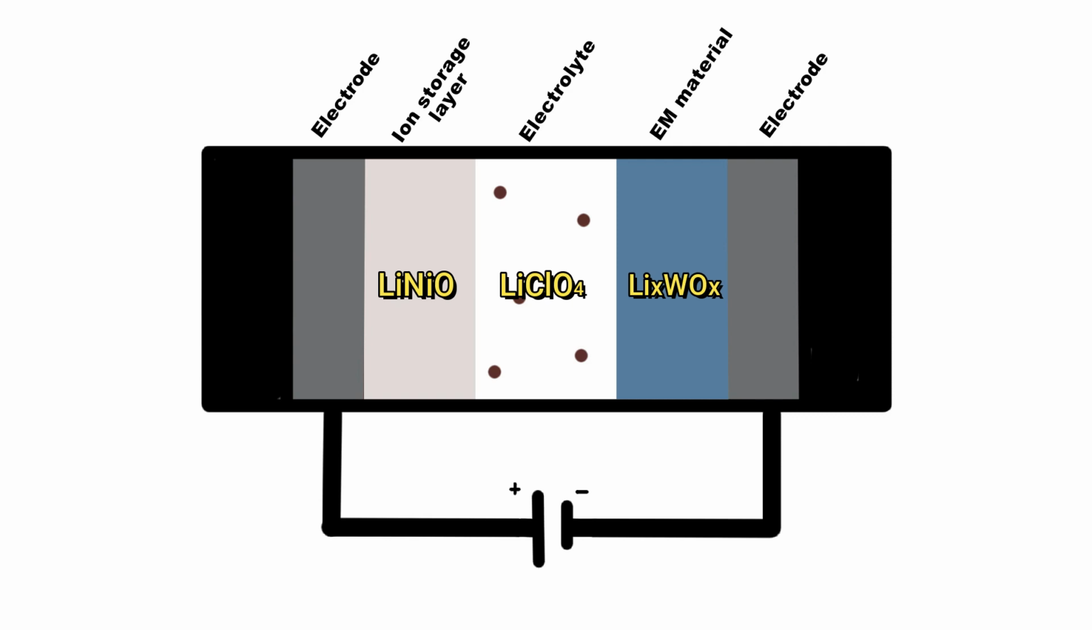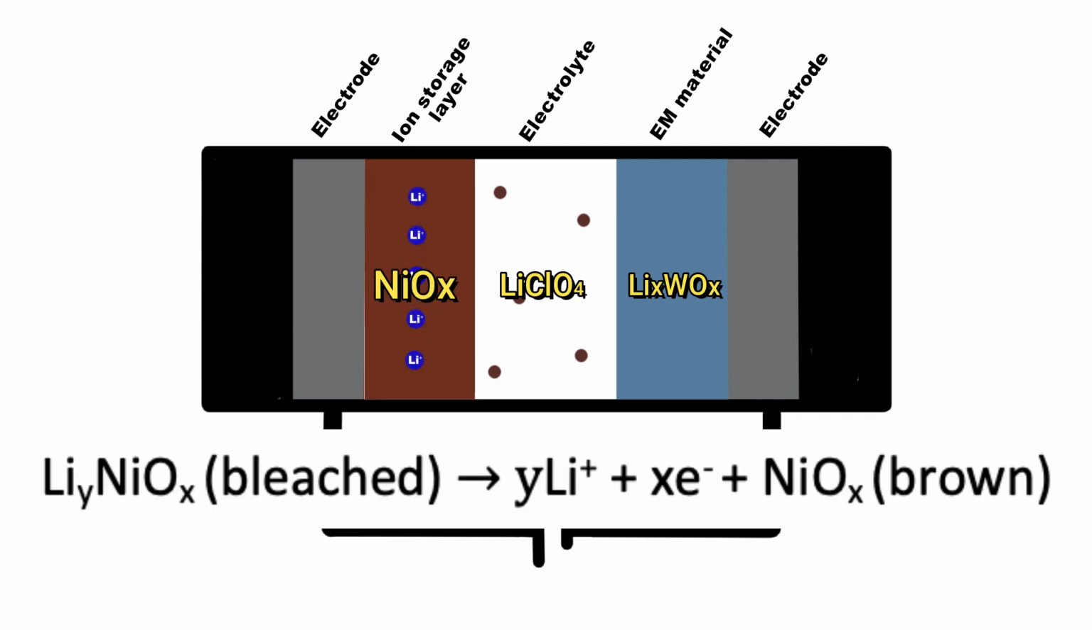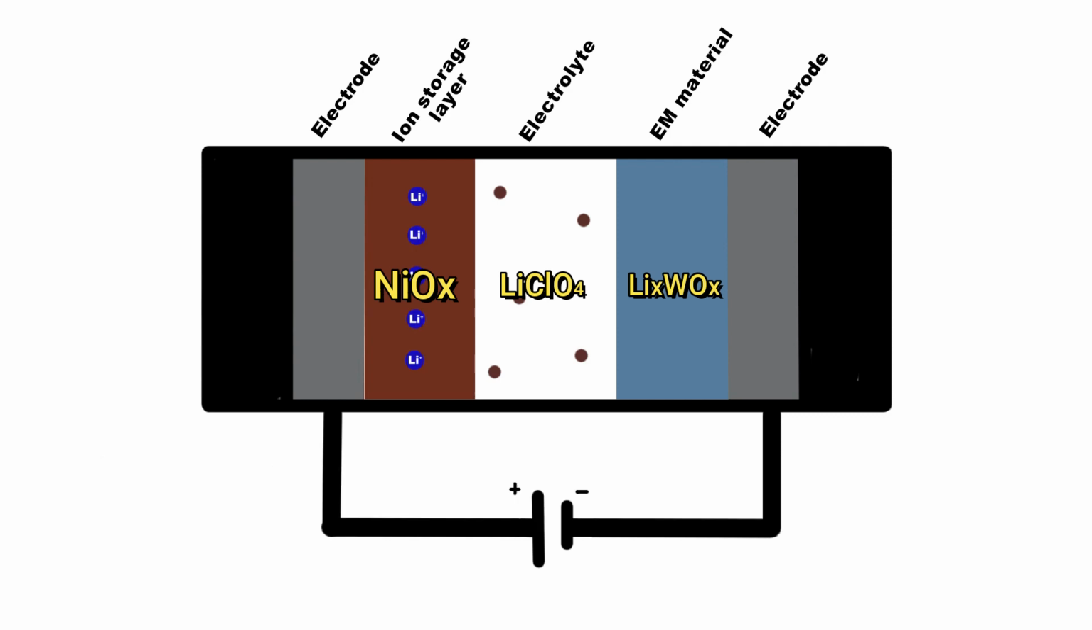Meanwhile, the lithium atoms stored in the ion storage layer undergo an oxidation reaction, which will convert lithium nickel oxide into nickel oxide. The lithium ions enter the electrolyte to regenerate the lithium ions lost. The electrons flow back to the cell to complete the circuit.